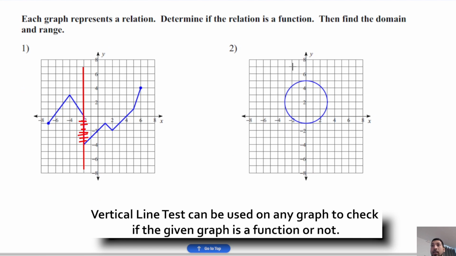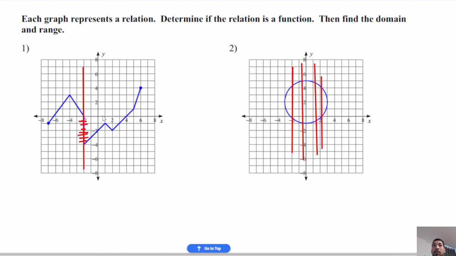In number 2, if you draw a vertical line here, here, here, at every line the graph is meeting twice. So this one is also not a function. So the answer is not a function for number 1. This is also not a function.